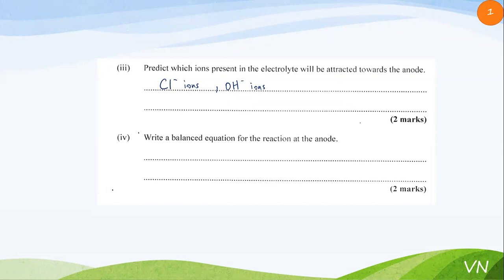Part 4 of the question now asks us to write a balanced chemical equation for the reaction at the anode. So we first have to decide, out of these 2 ions, both of them are going to be attracted towards the anode, but which one is going to be preferentially discharged? So out of these 2 here, let's make that decision. Which one, chloride ions or the hydroxide ions, will be discharged at the anode? And you can probably tell me the reason why.